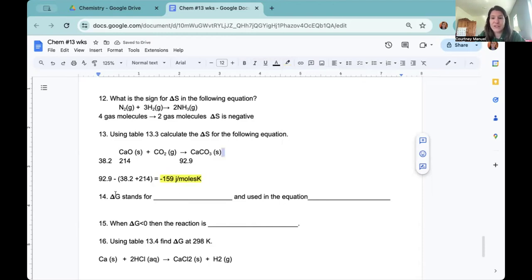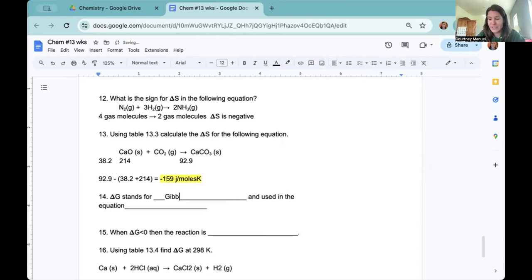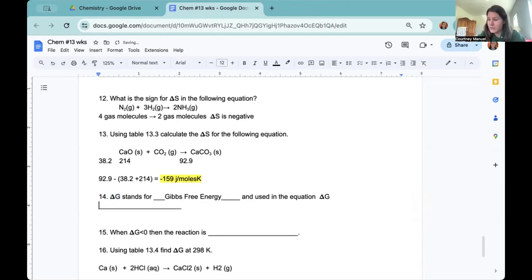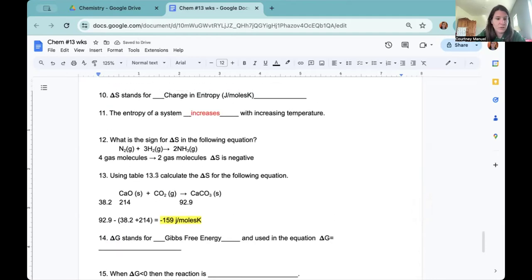Okay, so here's our next delta letter. We have our delta G, and G is our Gibbs free energy. Oops, if we can spell energy right, Gibbs free energy. And it is used in the equation that puts kind of all of them together. We have our delta G is equal to, and we're going to use all of these here.